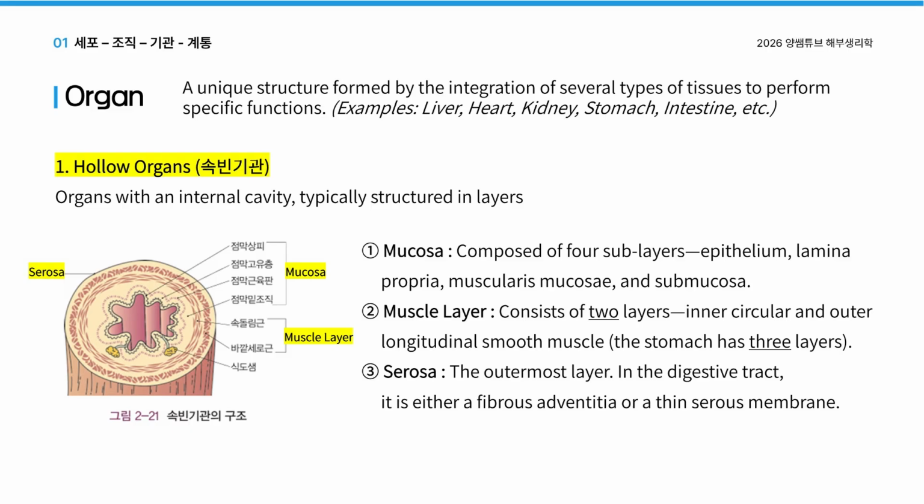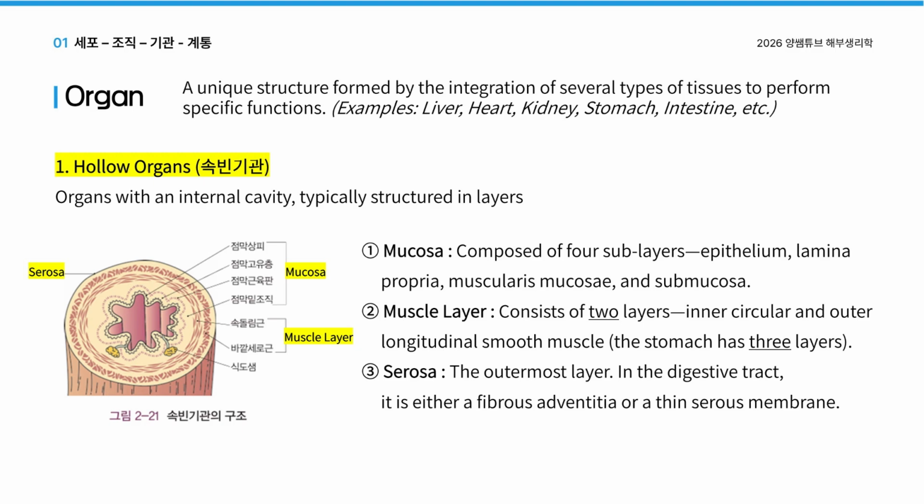First, let's look at hollow organs. These are organs with an internal cavity like your digestive tract. As you can see in Figure 2.21, they are typically structured in 3 main layers. This is the innermost layer, the mucosa. It's actually quite complex, consisting of 4 sublayers: the epithelium, lamina propria, muscularis mucosae, and the submucosa. It's the primary interface where action happens inside the organ.